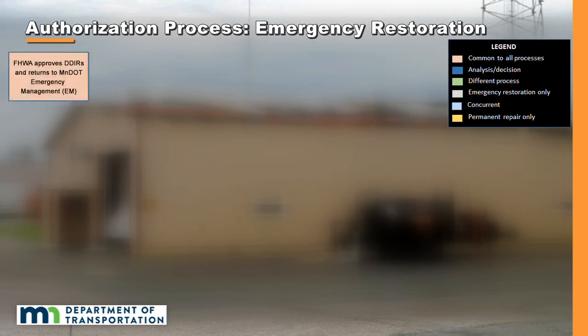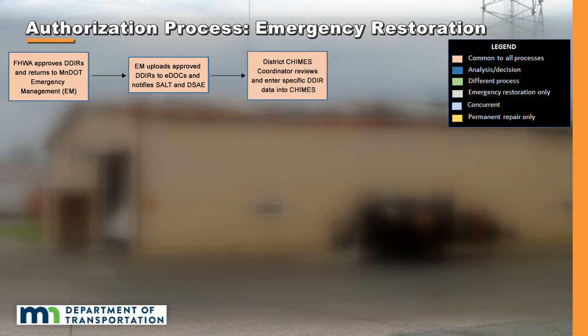1. FHWA approves your organization's DDIR and sends it back to MnDOT's Emergency Management Office. 2. Emergency Management uploads the approved DDIRs into eDocs and notifies SALT and the DSAE that the approved DDIR is available electronically. 3. The District Chimes Coordinator retrieves the electronic document and enters specific DDIR information into Chimes.